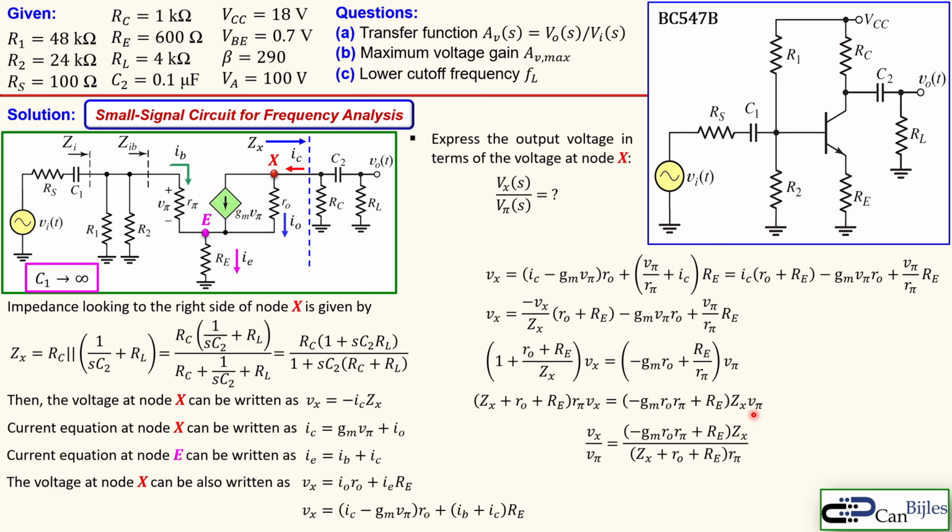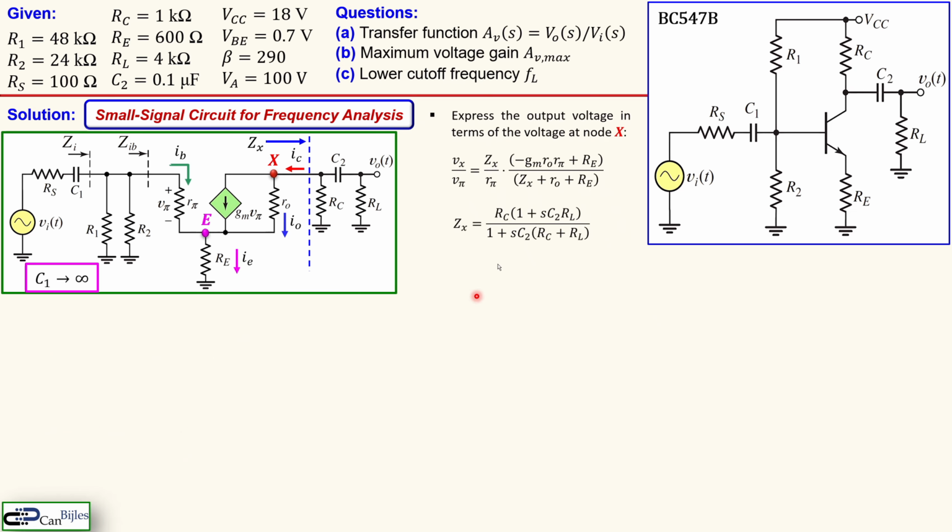So we can do that by cross multiplication and divide it out. And then you can see here Vx over V pi is then minus gm ro times r pi plus RE in the parentheses, times the Zx divided by this term. And we can also write it down in this more convenient form. And then you have now the expression we actually wanted for this situation.